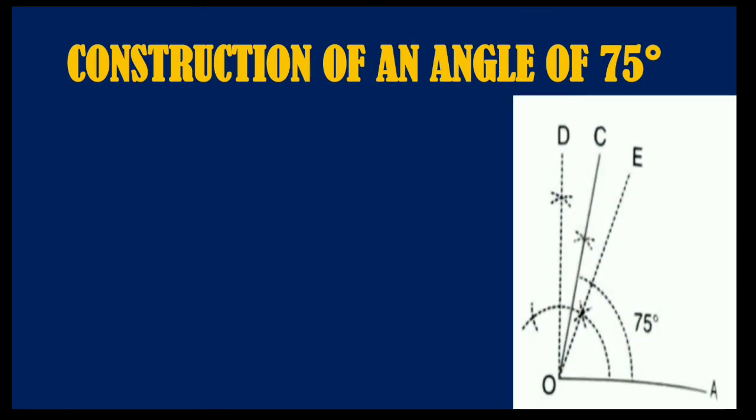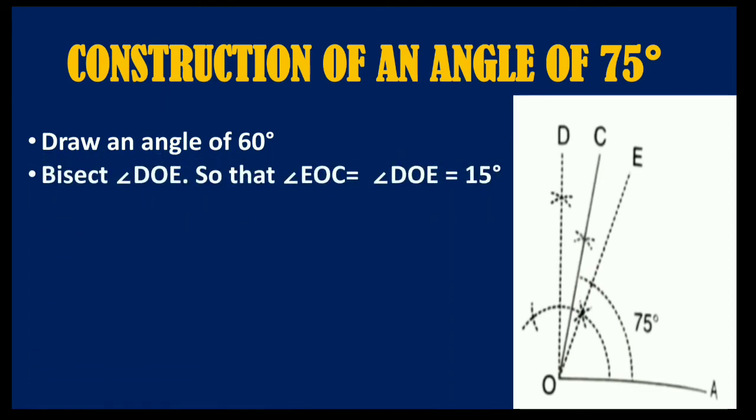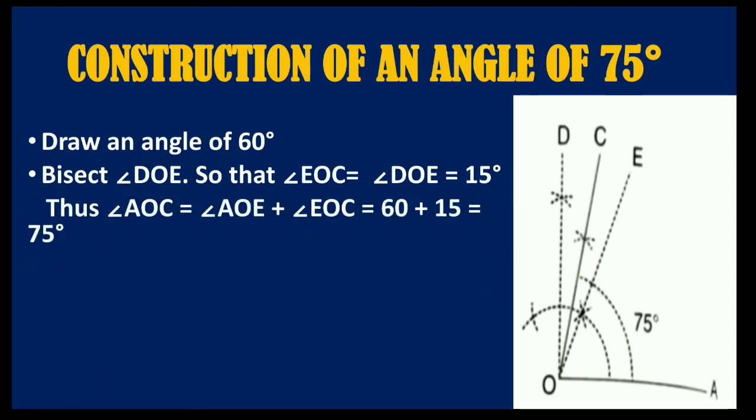Now the last construction, that is of 75 degree. So let's see how to draw. Follow the instruction, draw an angle 60 degree. So now all of you know how to draw 60 degree. Then bisect angle DOE so that angle EOC is equal to DOE equals 15 degree. So 60 plus 15 is 75. Thus AOC equals AOE plus EOC equals 60 plus 15 equals 75 degree.